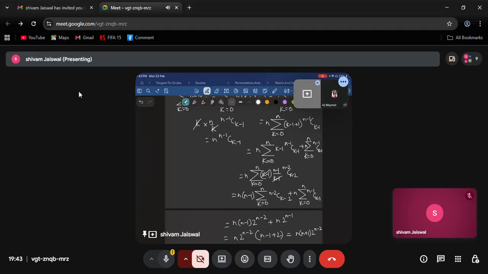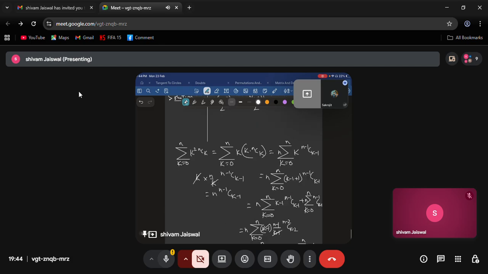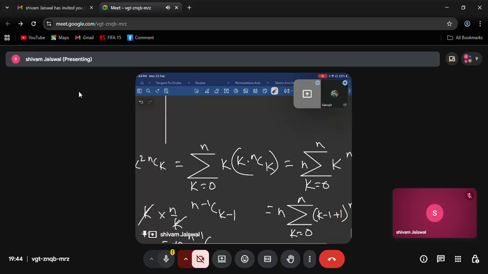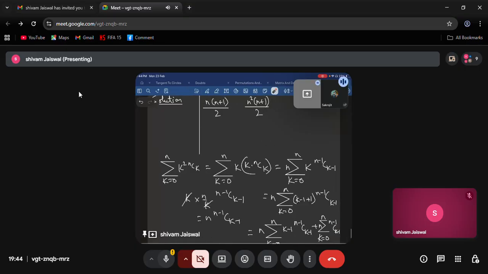Tell me. But sir, one thing, when you are writing k square into nck as k into k nck, why can't you take the summation inside it, separating out k? Why don't you understand that k is a variable? It is not a constant over here. You can't take the summation on this separately and this separately.